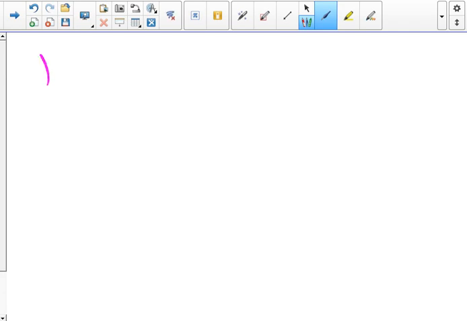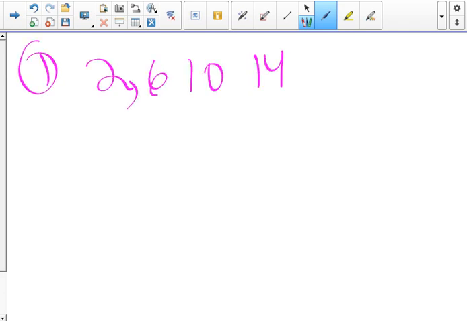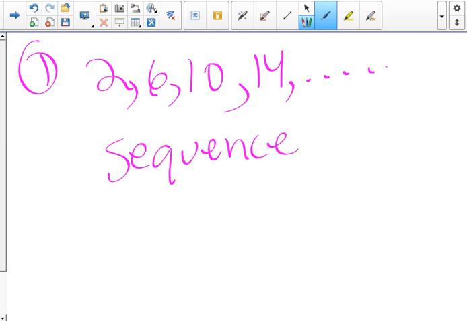So it says 1, and they give us 2, 6, 10, 14 with commas in between, and then the last real clue there is the ellipsis. So we know because there's commas between each of these, it's a sequence. Okay, and because of the ellipsis, it's infinite.